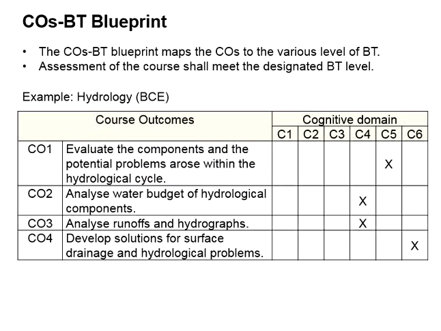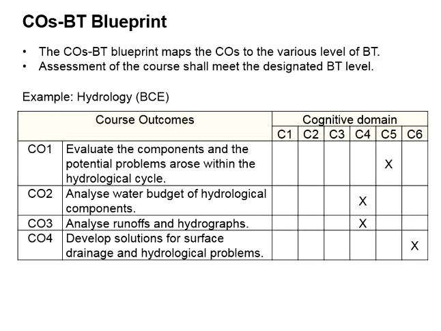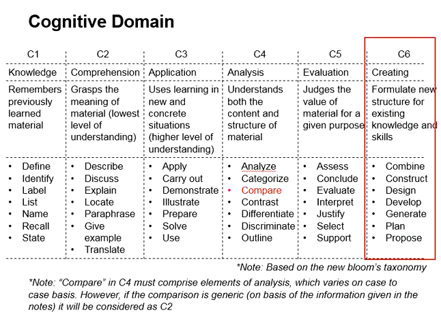of that particular course. For the first course outcome here, evaluate the components and the potential problems arising within the hydrological cycle. Now, if you look at the terminology here, evaluate, that means it is looking at cognitive level 5. And then you may look at the definitions of evaluating. You will see there will be components of evaluation: judgment, personal input related to the components and the problems within the hydrological cycle. Let's say now we look at CO4, develop solutions for surface drainage and the hydrological problem. By looking at the terminology here, we know that we are looking at the highest level of the cognitive domain.